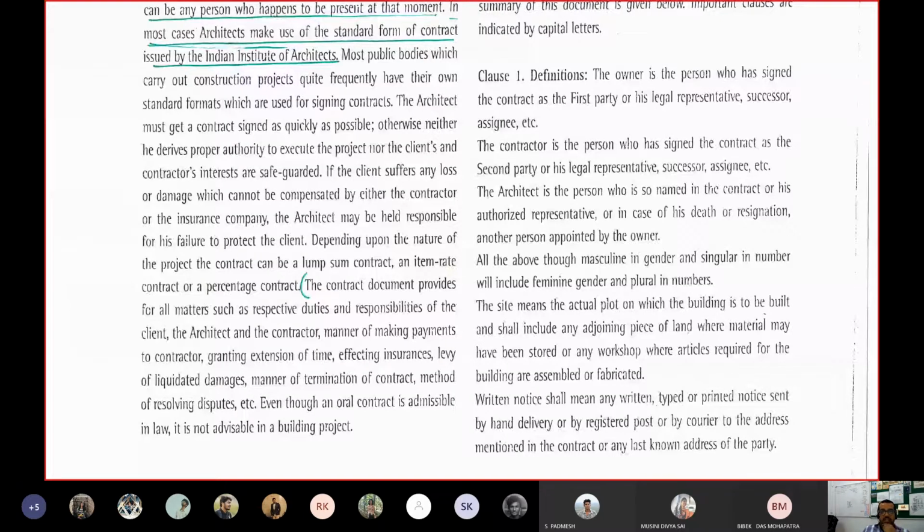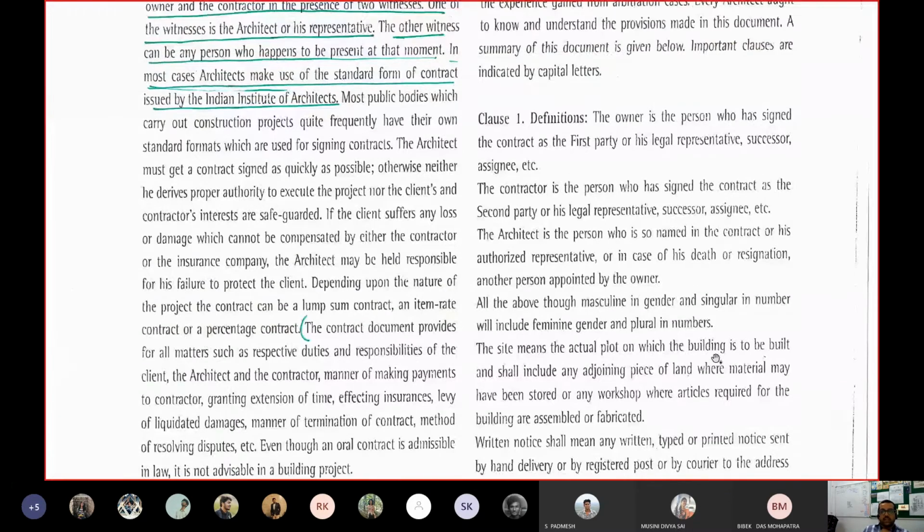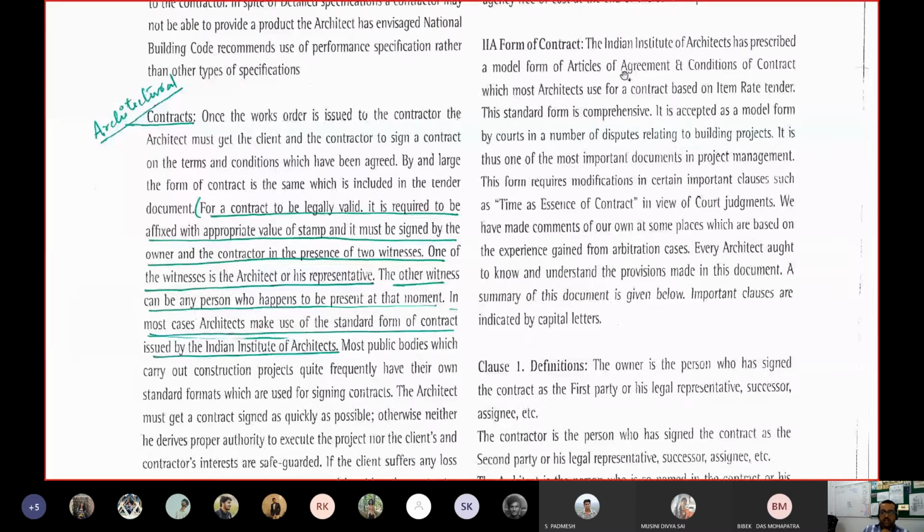Okay. So on the right hand side, right hand column, this is the IIA form of contract where the Indian Institute of Architects prescribed a model form of article of agreement and condition of contract, which most architects use particularly either for item rate tender or for any lump sum tender or even for percentage. That means cost plus percentage tender.